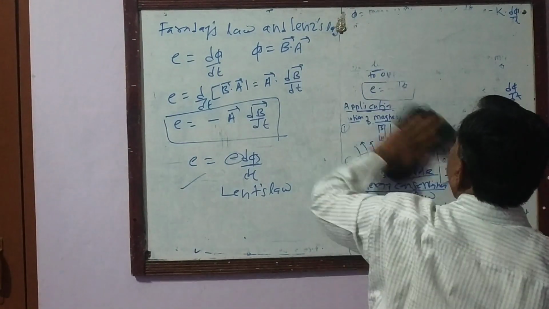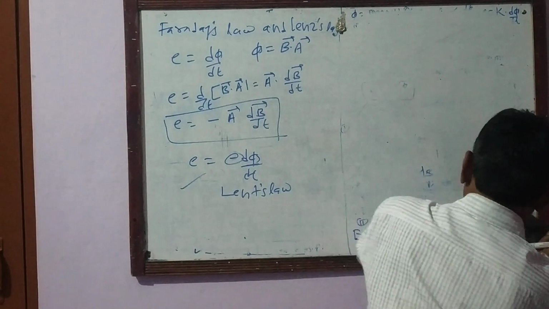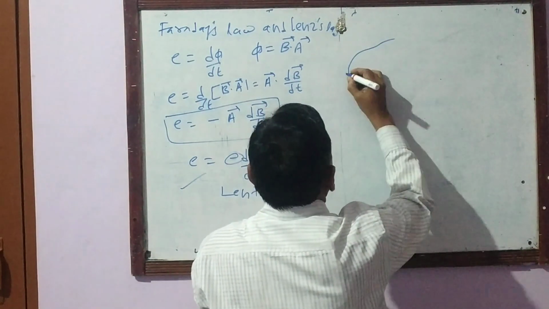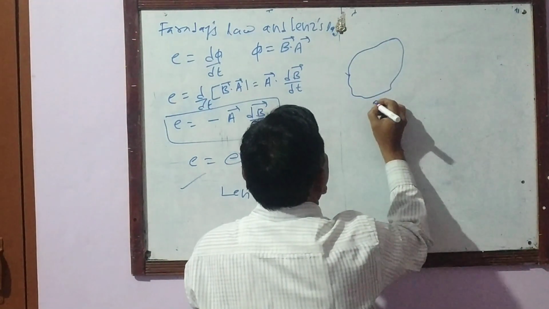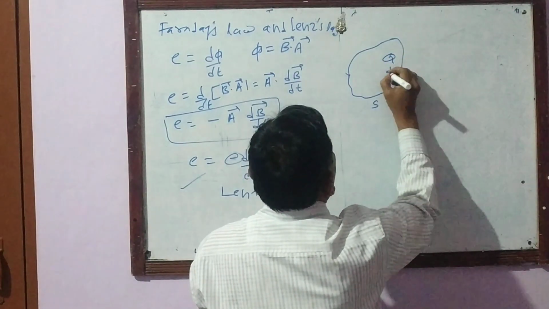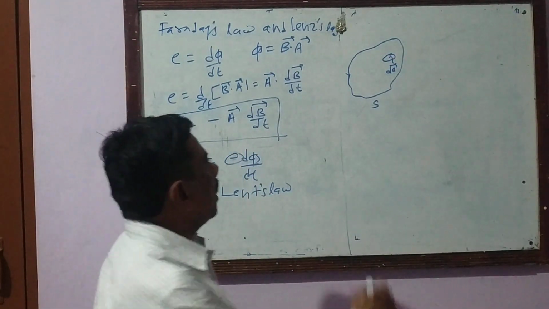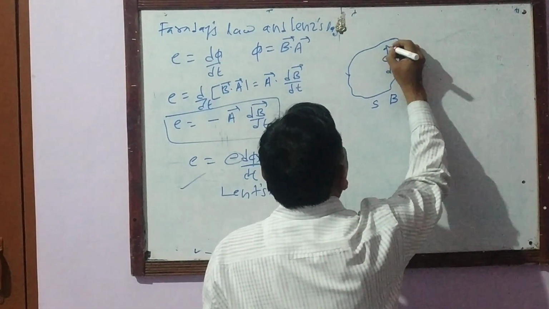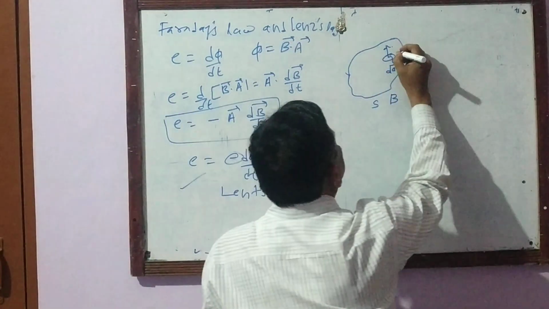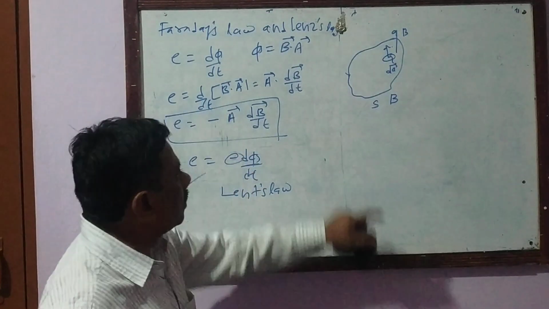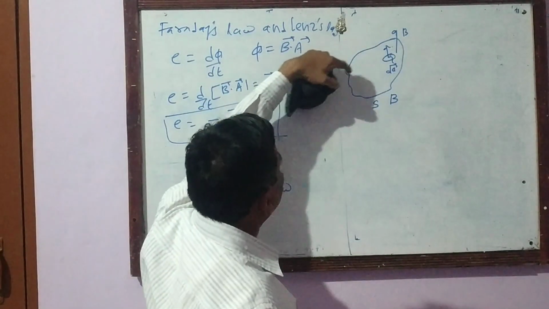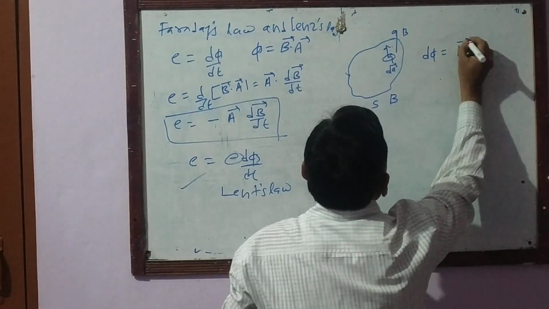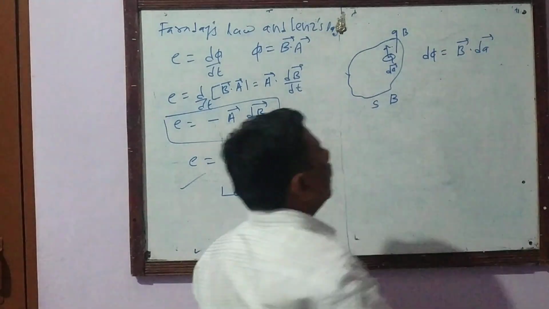Now let us see what is meant by magnetic flux. Let us consider a closed surface S, and a very small area vector dA of the closed surface, placed in a magnetic field, with the area vector perpendicular to the surface. The magnetic flux linked with the area vector is given by d phi is equal to B vector dot dA vector, where A is the area vector.